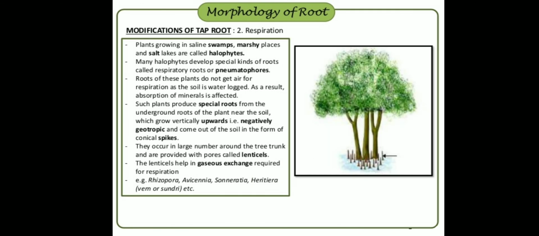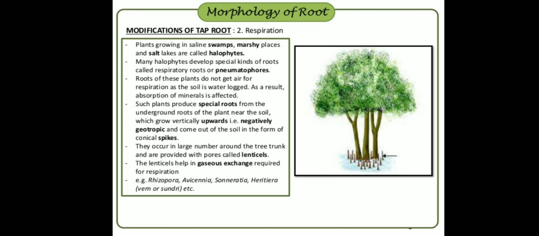So the next function of modification of taproot was for respiration. Plants growing in saline swamps, marshy places, and salt lakes are called halophytes. Many halophytes develop a special kind of roots called respiratory roots or pneumatophores. Roots of these plants do not get air for respiration as the soil is waterlogged. As a result, absorption of minerals is affected.